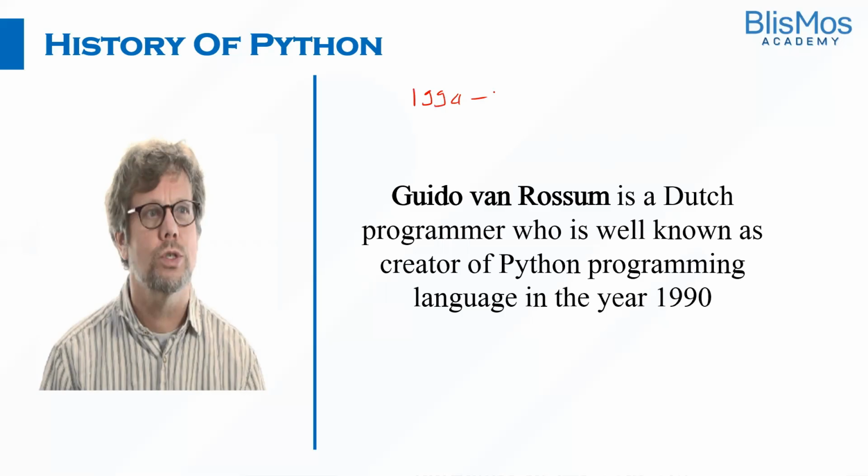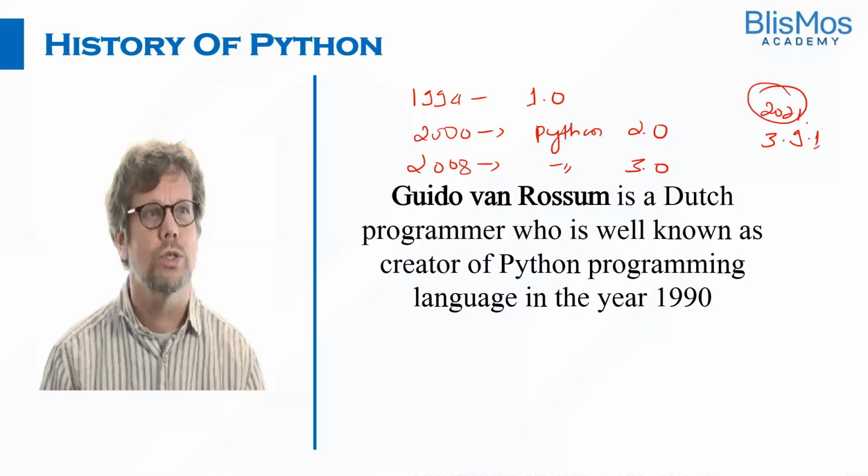Somewhere in 1990, Guido van Rossum, who is a Dutch programmer, is the one who created the Python programming language. Then, somewhere in 1994, we got Python 1.0. Post that, somewhere in 2000 or so, we got Python 2.0. Somewhere around 2008, we got Python 3.0. As of now, in the current 2021, we have 3.9.1 as the latest version of Python which is being used.